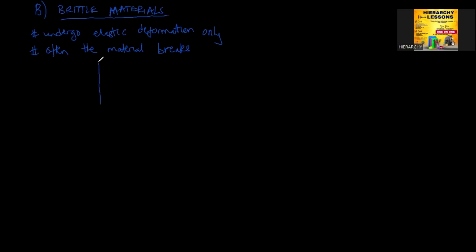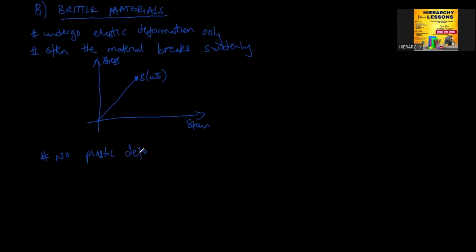So this is the stress-strain graph, with stress here and strain here, right? So we just reach the ultimate tensile stress, and the material breaks suddenly. What you need to know is that it just breaks suddenly. However, brittle materials can withstand large forces. And from this graph, they have no plastic deformation. It's only elastic.